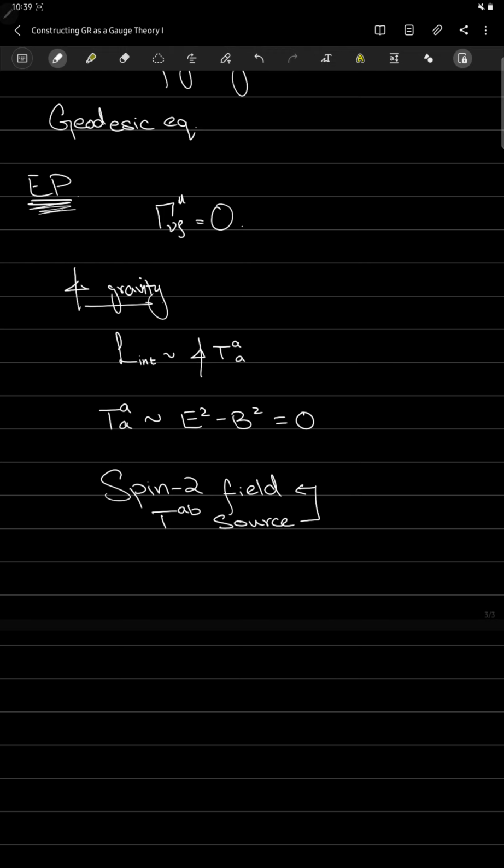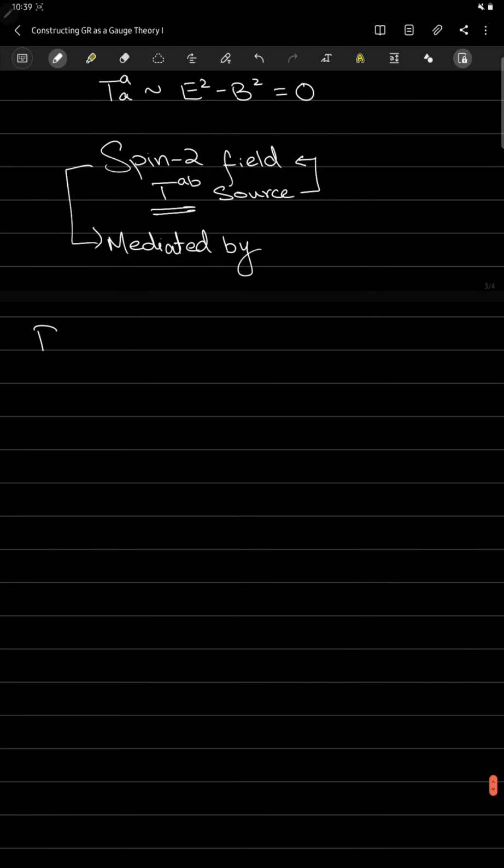So the source of the field is the energy momentum tensor T_AB, and gravity is mediated by the spin 2 field. Now, of course, we will get into the depth of this, but before we do, let us remind ourselves of some of the principles of the energy momentum tensor.